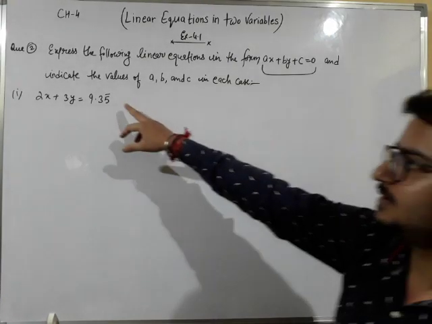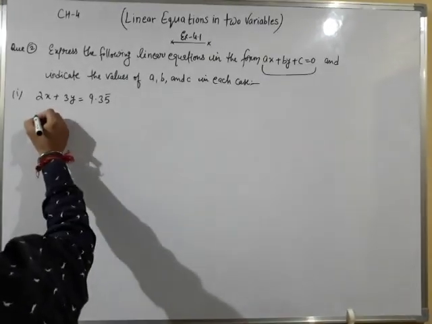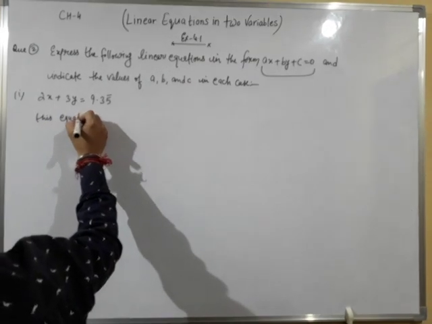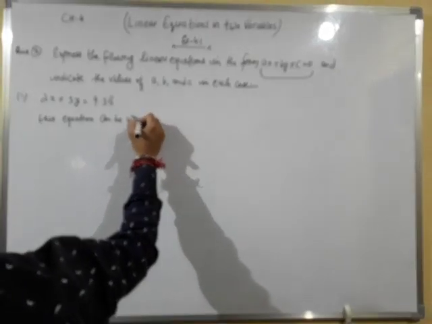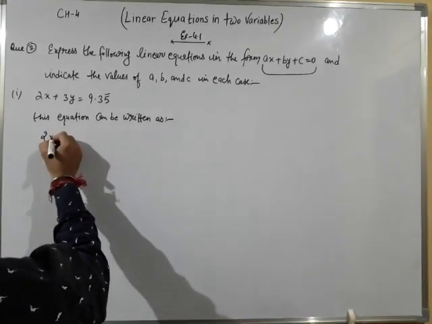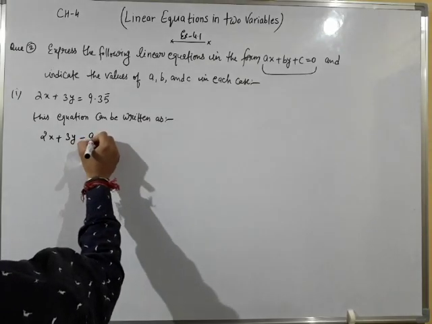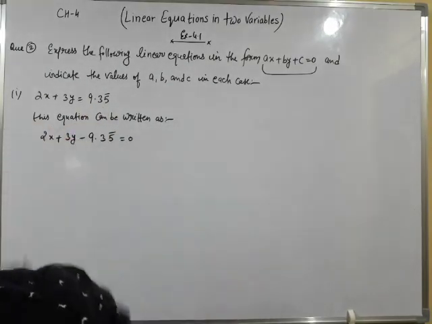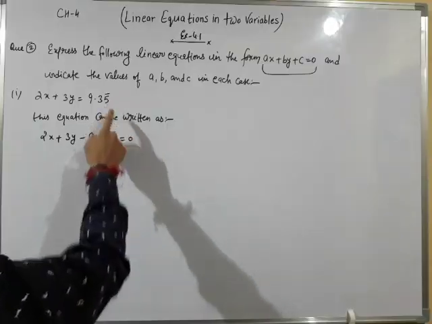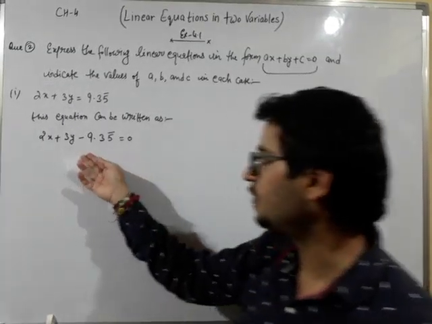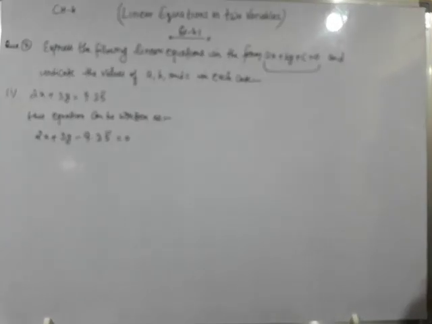So this equation is not in standard form, so this equation can be written as 2x plus 3y minus 9.35 bar equals 0. We have transposed 9.35 bar from the right hand side to the left hand side. Now it is in standard form, ax plus by plus c equals 0.